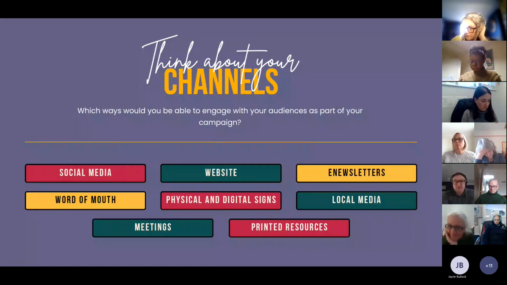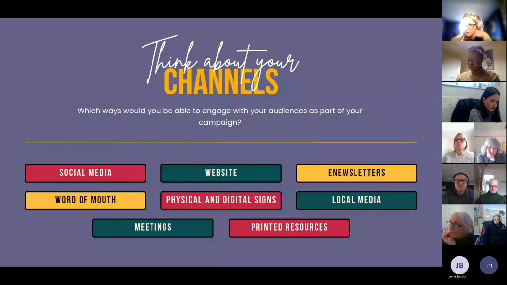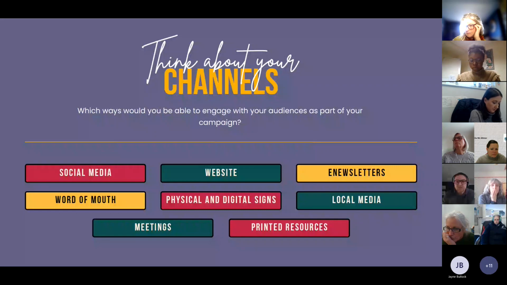And then think about meetings as well. If you've got a campaign or project running, if you're at meetings like this, or you go to any boards or meetings with other sectors, could you be telling people what you're doing to push out your messages as part of your campaign? And I joked about flyers earlier, but printed resources are still important for some audiences. That's something you can look at as part of your campaign or project, to try and get the word out a bit further.